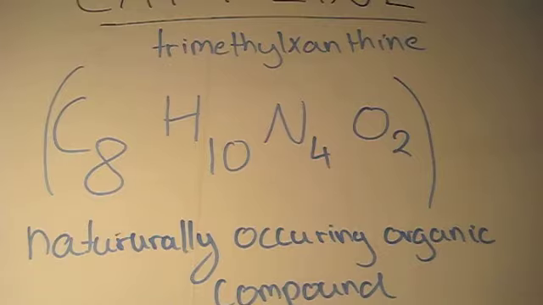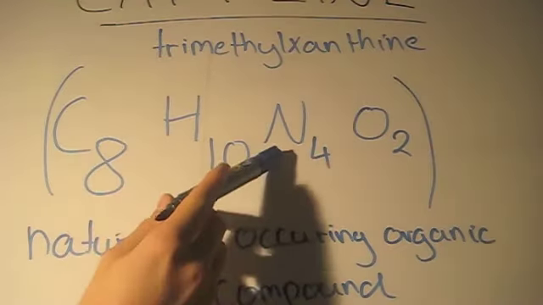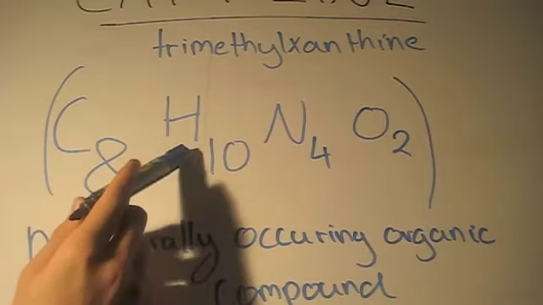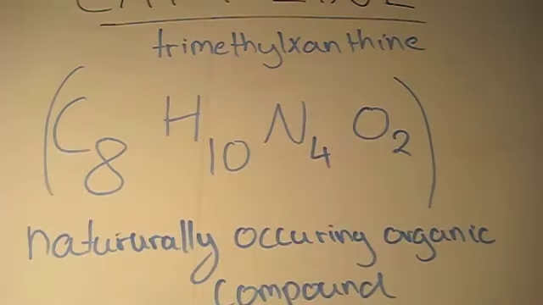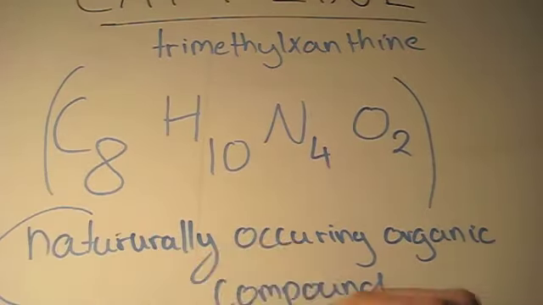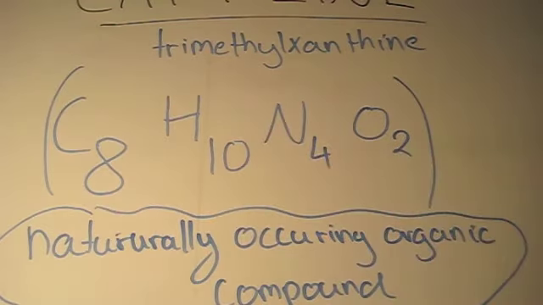Caffeine, also known as trimethylxanthine, has a chemical formula of C8H10N4O2, meaning it consists of 8 carbon atoms, 10 hydrogen atoms, 4 nitrogen atoms, and 2 oxygen atoms. All these atoms form together a naturally occurring organic compound that affects the human body by stimulating the nervous system and increasing alertness.